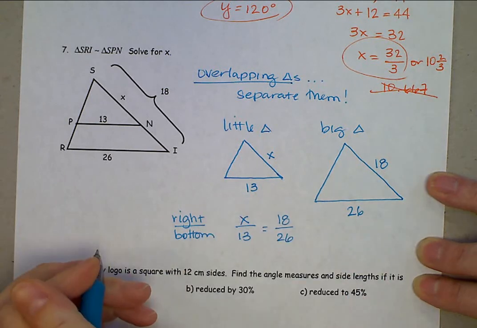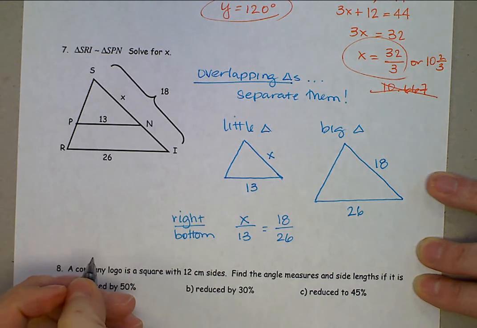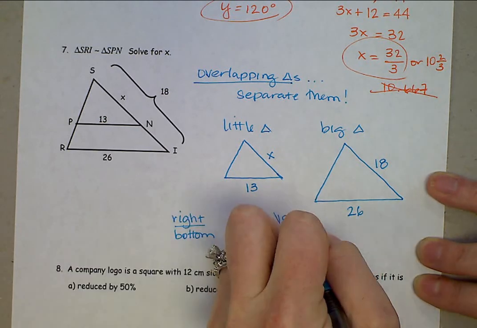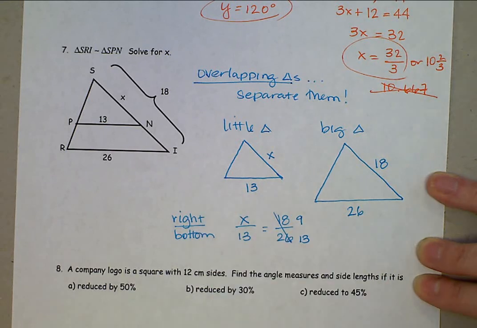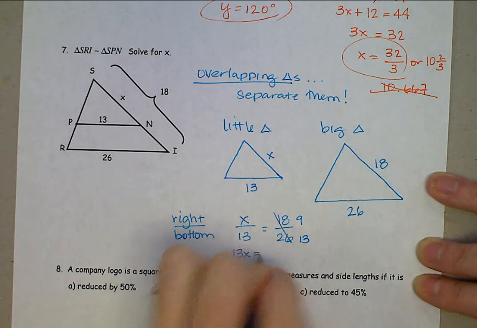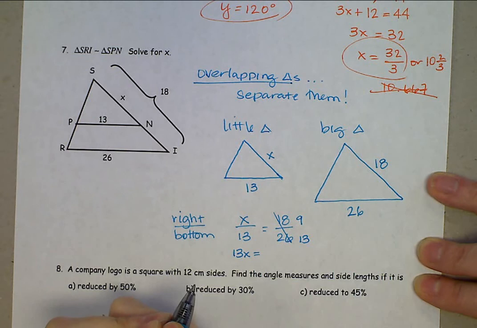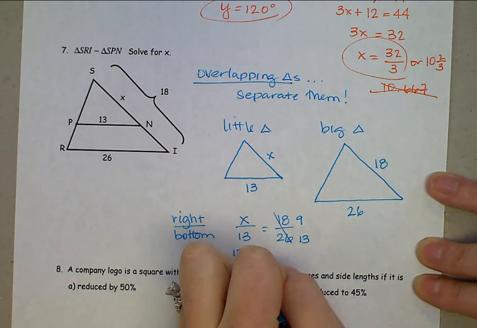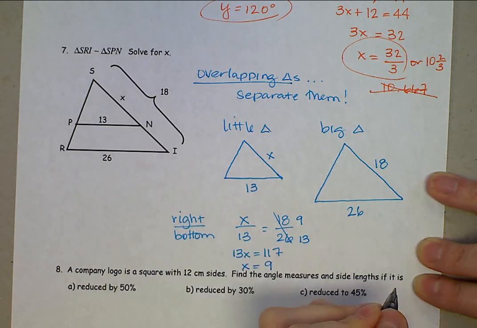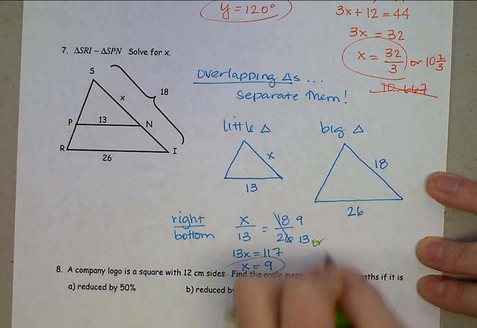Again, we can do some reducing. Multiplying 18 times 13 is no fun, so let's use smaller numbers. Reduce 18 over 26. You're going to divide by 2, you get 9 over 13. Makes it a little easier when you're multiplying. Here you get 13x equals 9 times 13. That is 117, I believe. Divide both sides by 13, you get x is 9. Okay, there's one way. If you want to do it a different way, the other way that I see that we could do this, we could do little over big.